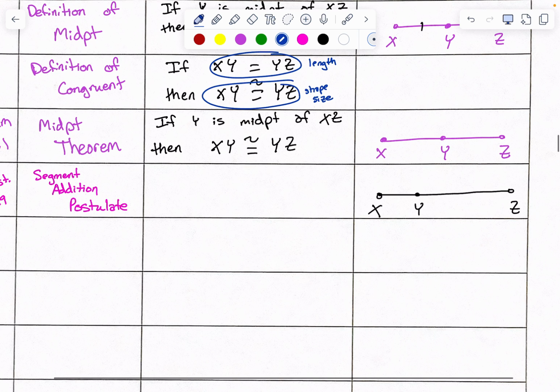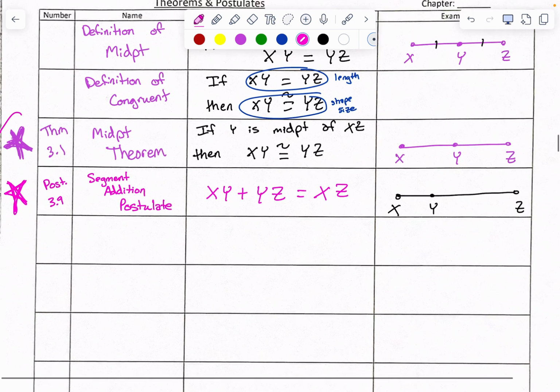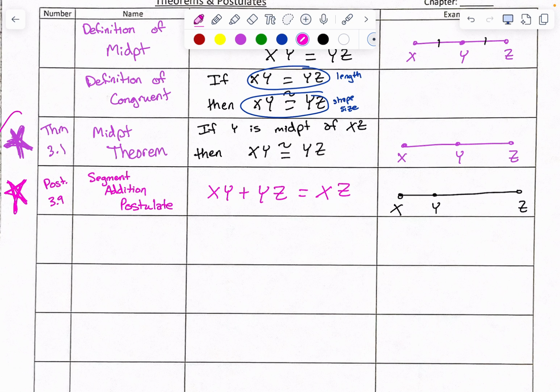Okay, and segment addition postulate says XY plus YZ equals XZ. Whatever those 2 lengths in the middle are makes up the full length at the end. That is that. Okay, not too bad. We can handle that. Okay, we got 1 proof to do, and then we'll write some more on our pink sheet.